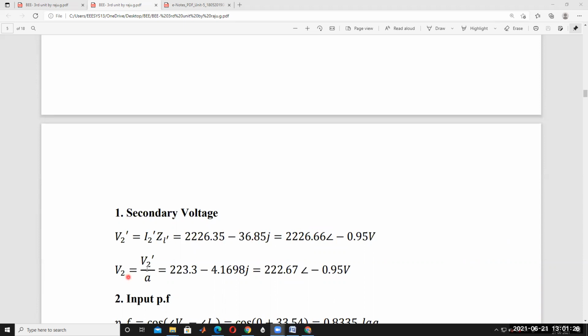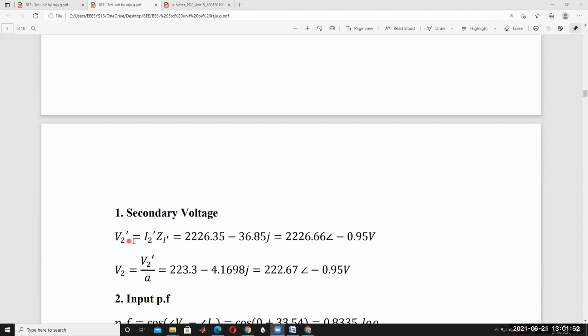Similarly, the transformation ratio A is V1 by V2. V2 dash is equal to A times V2. If you want to find the secondary side voltage, V2 is equal to V2 dash by A. From this relation we get V2 dash, and then V2 dash by A. Substitute and we will get this. This way you will get the secondary side voltage.